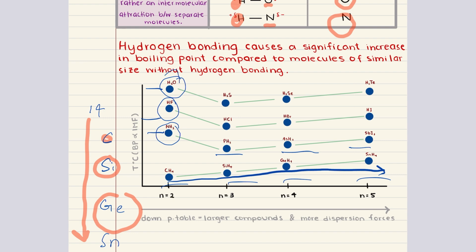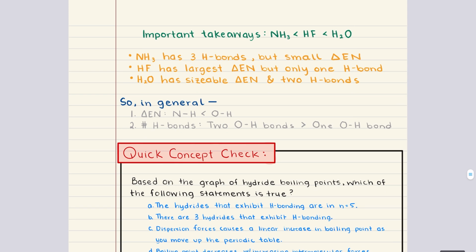Now, between these three, ammonia, hydrofluoric acid, and water, how do their boiling points compare? Let's start with ammonia. Ammonia can form up to 3 hydrogen bonds per molecule since nitrogen has 1 lone pair and 3 hydrogen atoms available for bonding. However, the electronegativity difference between nitrogen and hydrogen is only 0.9, meaning its individual hydrogen bonds are weaker than those in hydrofluoric acid or water. This gives ammonia a higher than expected boiling point, but it is still lower than both hydrofluoric acid and water.